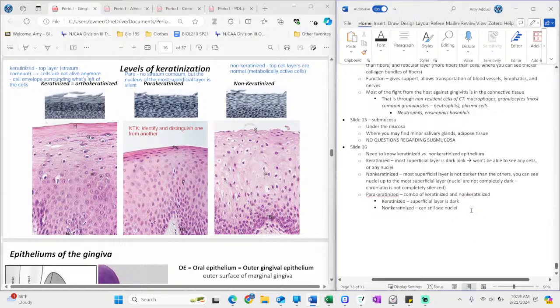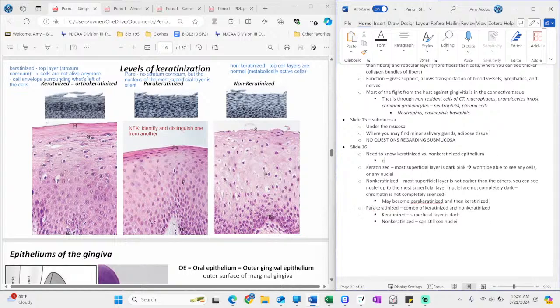But over time, non-keratinized epithelium may become first parakeratinized. And if we are talking about a heavy smoker, non-keratinized epithelium may even become keratinized epithelium. Okay? So the natural states are non-keratinized and keratinized. The non-keratinized may respond to the constant damage by becoming first parakeratinized and then keratinized.